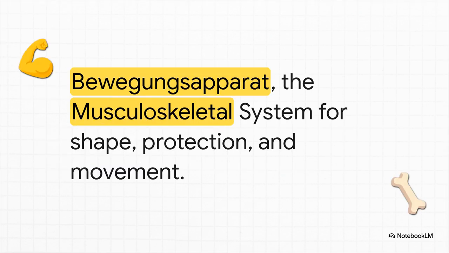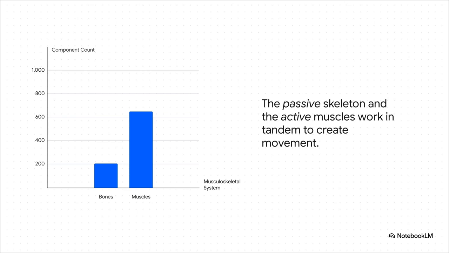Next up, we have B for Bewegungsapparat, or what we call the musculoskeletal system. This system is what gives you your shape, your structure, and lets you, well, move. And the numbers here are just wild. You've got this passive framework, right? That's the 206 bones in your skeleton. But then you have the active part, around 650 muscles that are constantly pulling on those bones to make everything happen, from a tiny eye twitch to a full-on sprint.